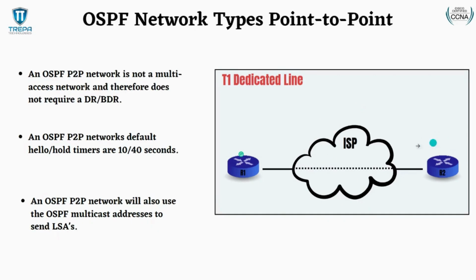For example, with this point-to-point network, you don't need a DR and BDR because you don't have an issue with LSA flooding, because this is just a dedicated line. We'd call this something like a T1 dedicated line. Kind of old school, still around today, but it's dedicated straight from your ISP to either your spoke or your hub. However that line is dedicated.